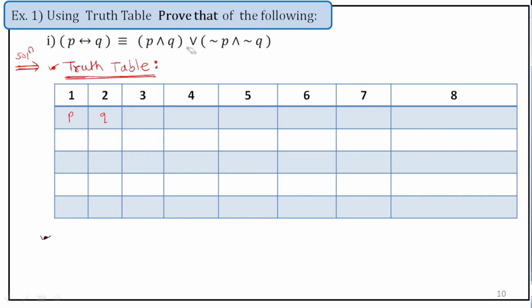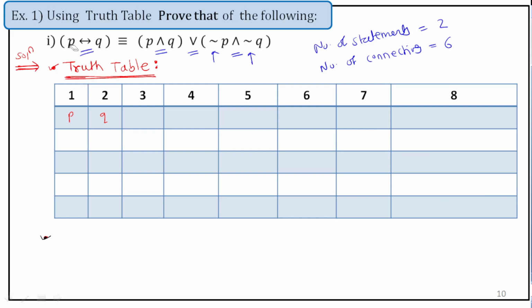In this statement pattern, the number of statements is 2. The number of connectives: first if and only if, second or, then and, negation, and negation, which means a total of 6 connectives are used in this statement pattern. Then the first step is the truth table. Here, draw this truth table.